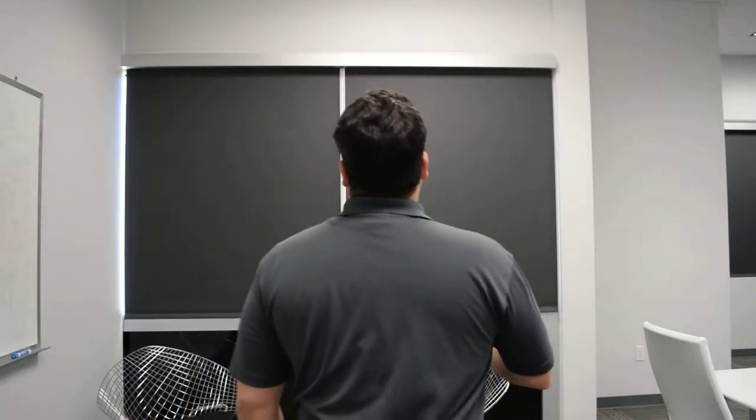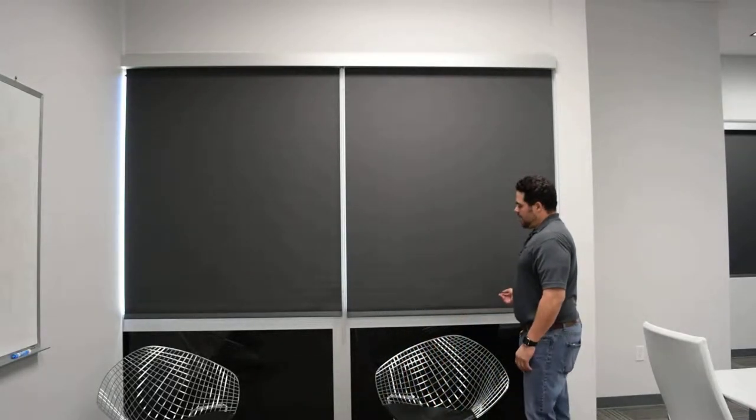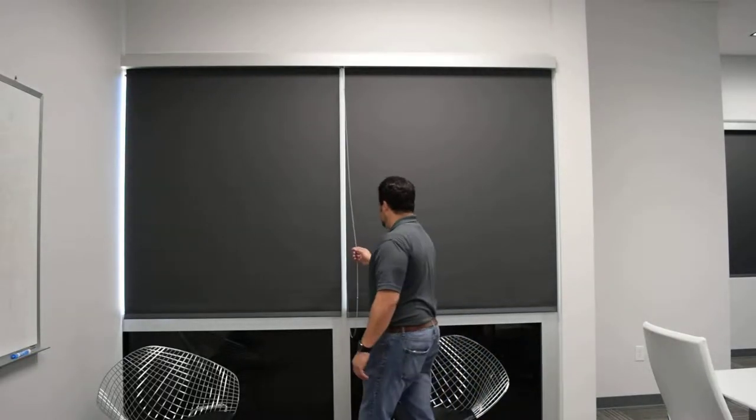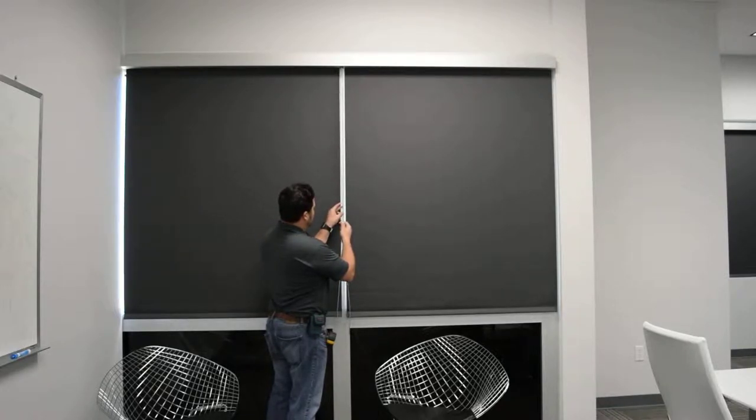We have a 3-inch fascia on the top, anodized aluminum. This is a sheer weave blackout fabric. Very simple operation. It comes with this chain system here, and I'm going to show you how easily this is operated.